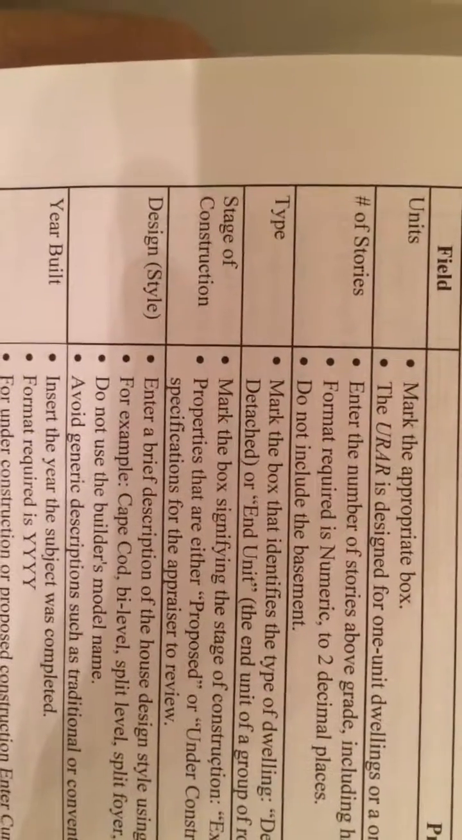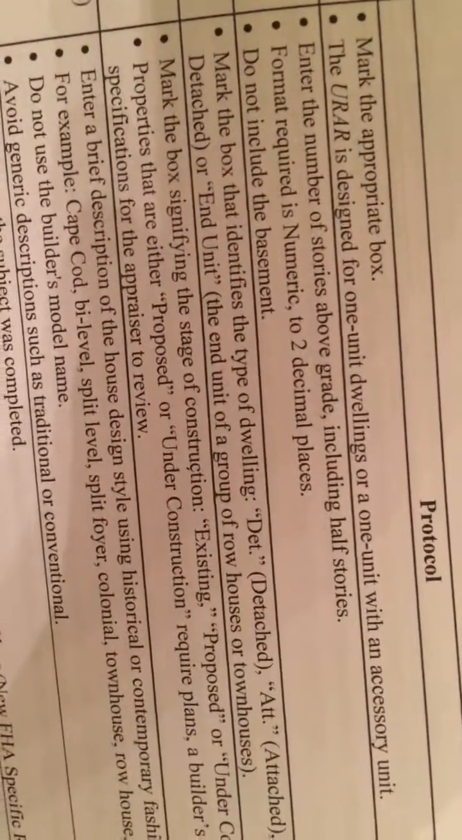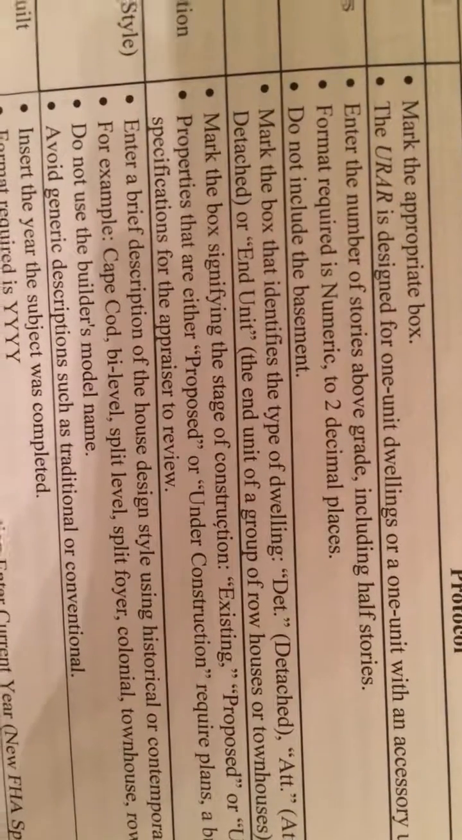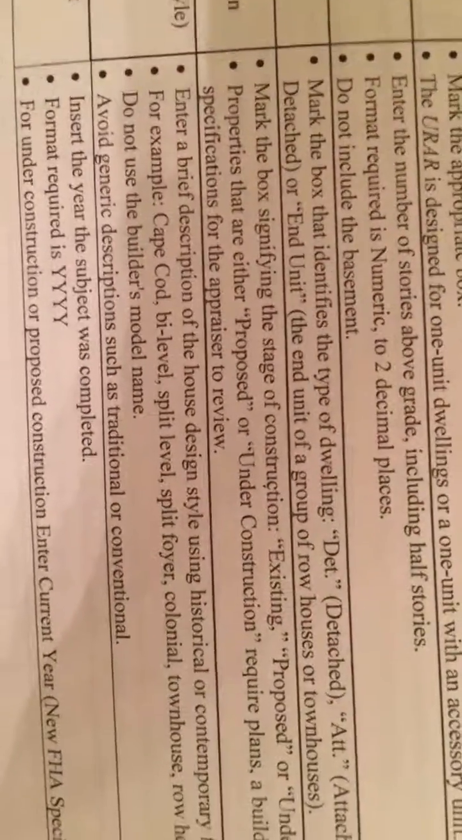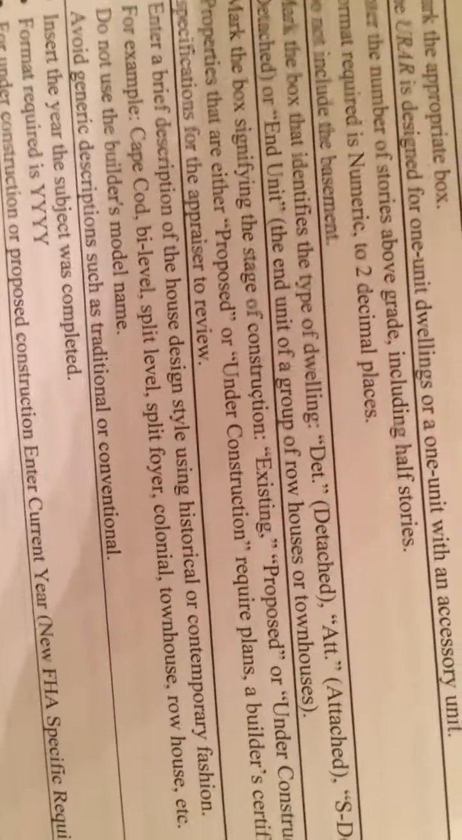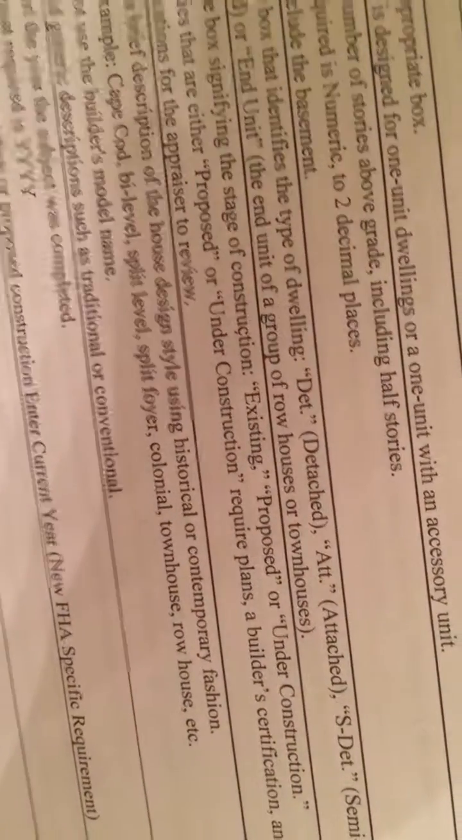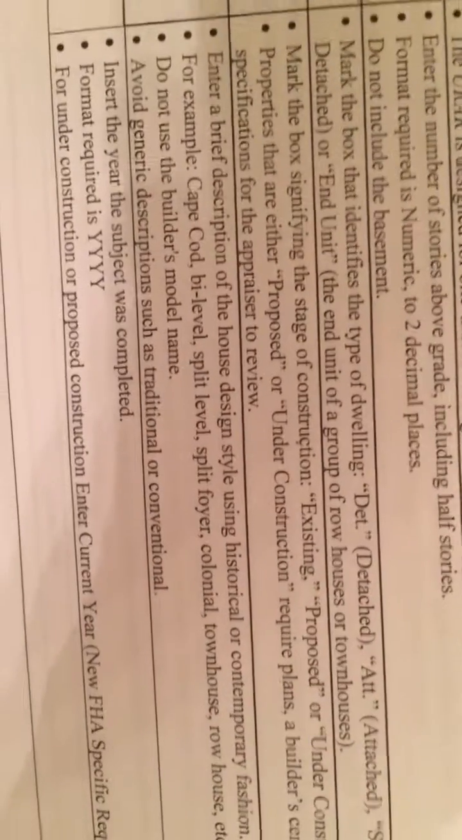Field: Number of stories. Protocol: Enter the number of stories above grade, including half stories. Format required is numeric to 2 decimal places. Do not include the basement. Field: Type. Protocol: Mark the box that identifies the type of dwelling. DET for detached, ATT for attached, S-DET for semi-detached, or end unit, the end unit of a group of row houses or townhouses.